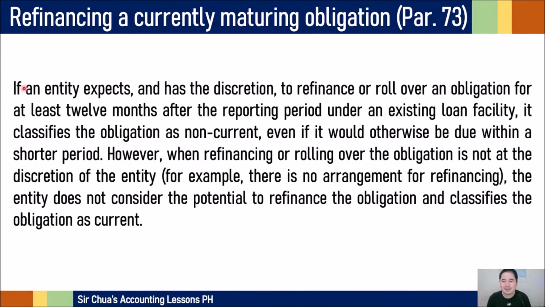Basahin po natin. If an entity expects and has the discretion, take note of that, sila ang may kapangyarihan, they have the discretion to refinance or roll over an obligation for at least 12 months after the reporting period, it classifies the obligation, diretso yan sinabi sa standard, non-current, even if it would otherwise be due within a shorter period. However, kung wala pong kapangyarihan ang entity tungkol dyan sa mga refinancing or rolling over of the liability, the entity does not consider the potential to refinance the obligation at ang classification niya pa rin po current.